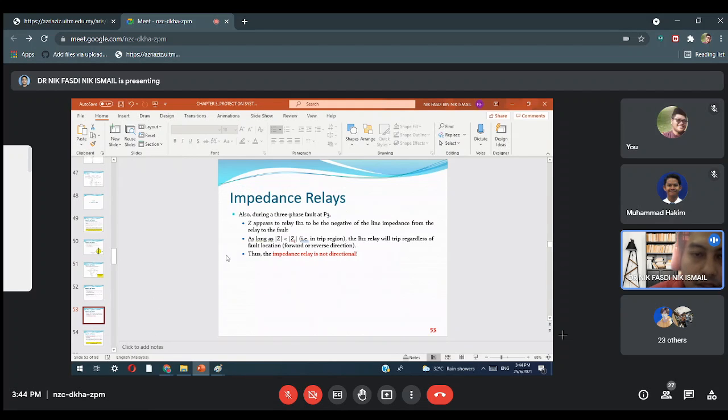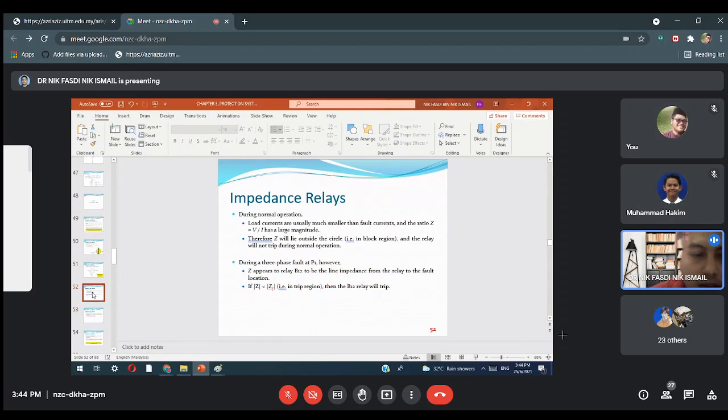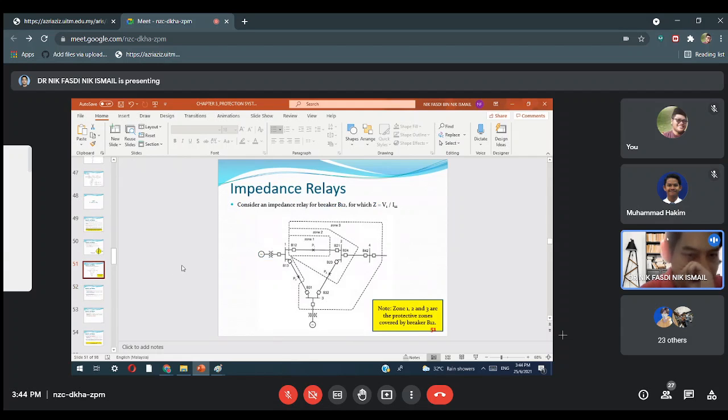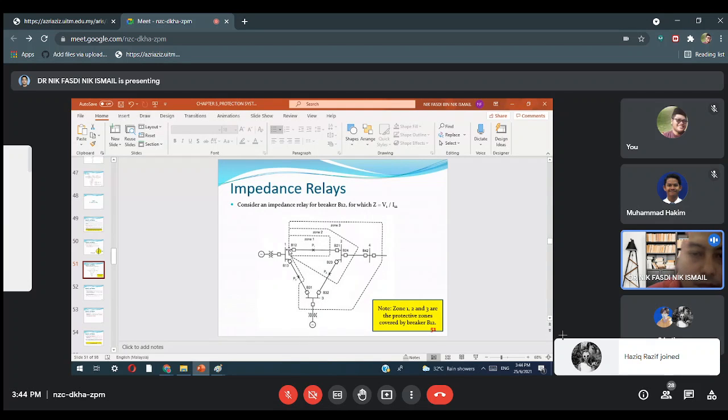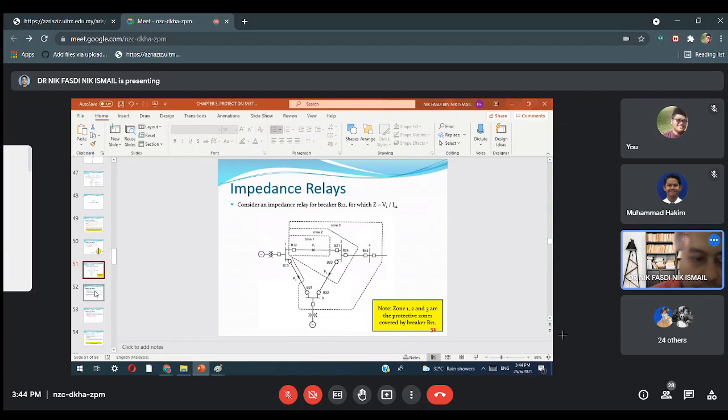Kalau dalam this slide dia mention Z appears to relay to be the negative of the line impedance from relay to fault. Okay. So maksudnya kalau kita tengok pada konsep of forward and reverse direction, we can say that when the fault occurs kat sini, this one akan jadi reverse direction. Tapi because the operation of it is really not based on the forward or reverse direction, what happens is it will trip the B12 whenever the fault is located dalam the cover range of the B12 zone protection. Okay.